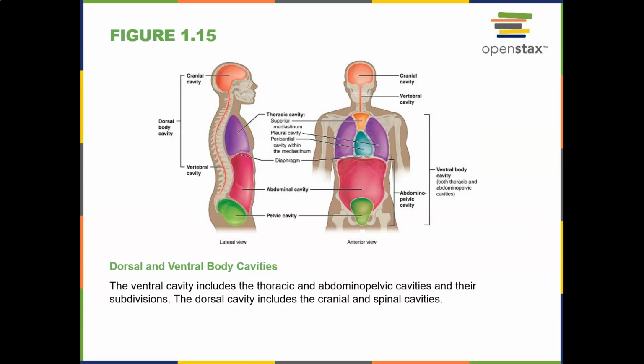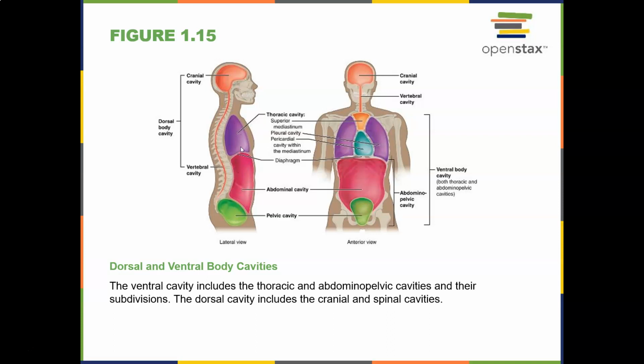All right. Now we have cavities, right? Dorsal and ventral body cavities. The ventral cavity includes the thoracic and abdominopelvic cavities and their subdivisions. So if you look at the cranial cavity, well, what do you think is in the cranial cavity? The brain, of course. The thoracic cavity, what do you think is in the thoracic cavity? Maybe the heart and lungs.